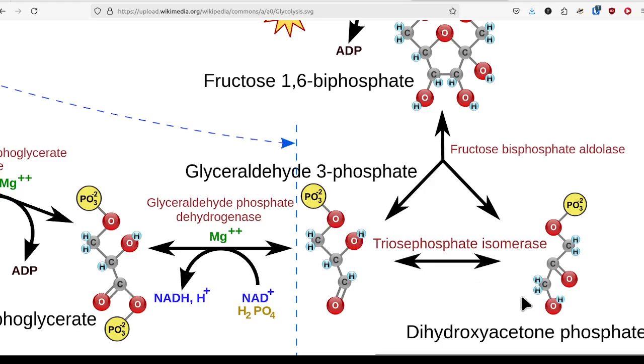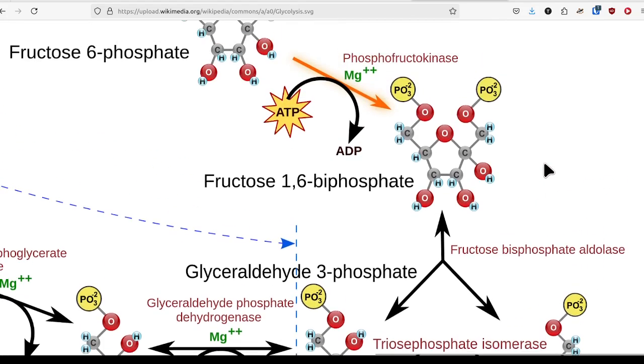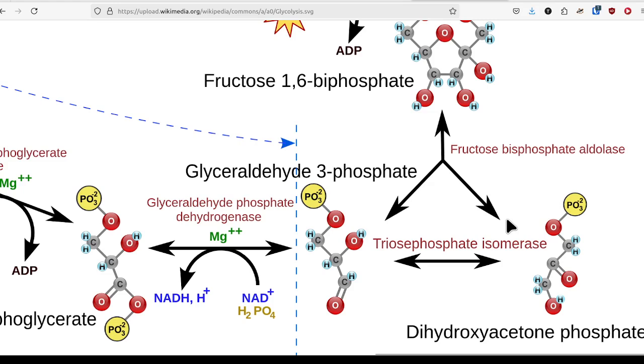If you go to the other side, it's the same. C3H5O3 PO3 2 minus. Add those up, they equal the C6H10O6 and 2 PO3 2 minuses that we started with. So we've split this molecule in 2 without adding any water. We've cut it with no water. That makes it a lyase. This aldolase is a lyase.